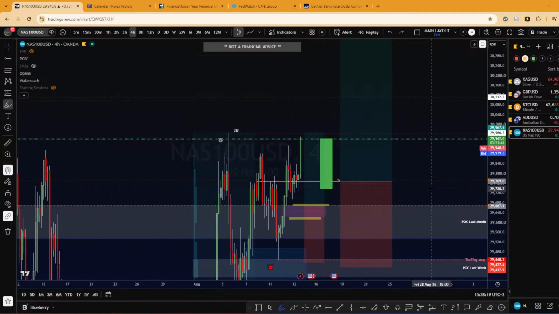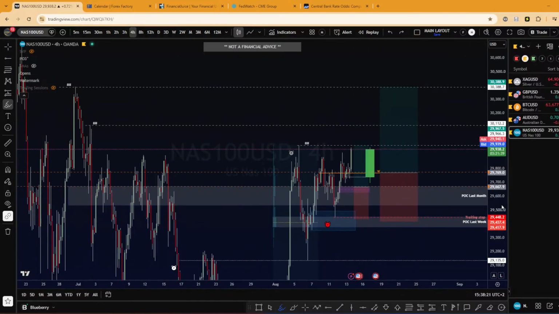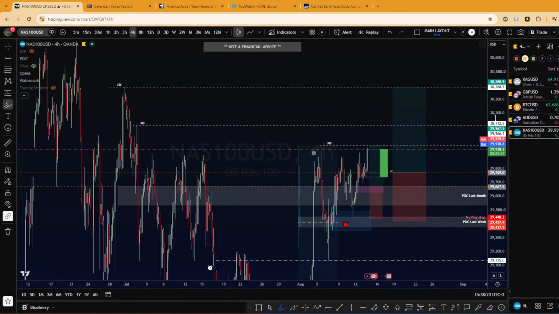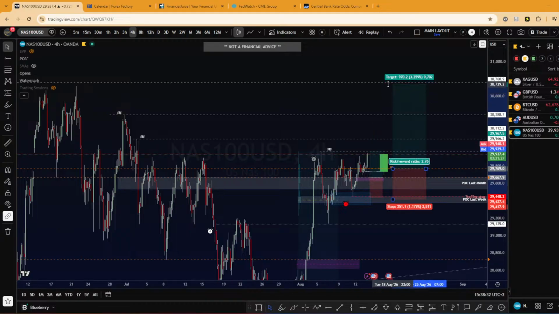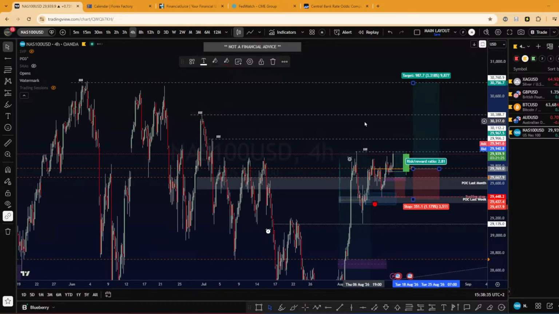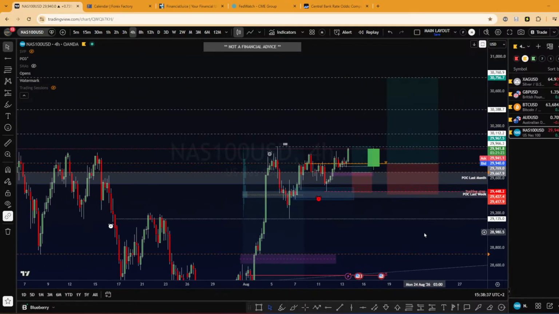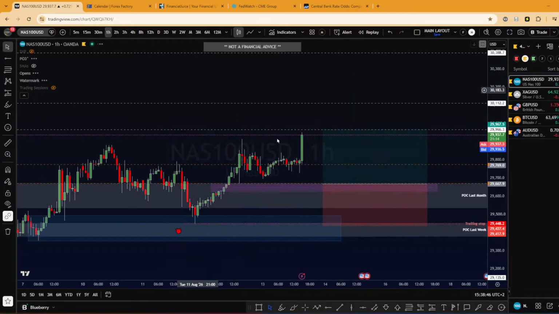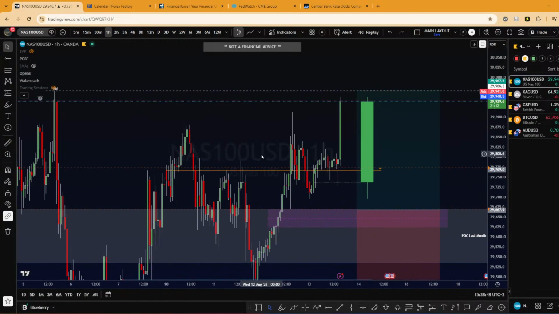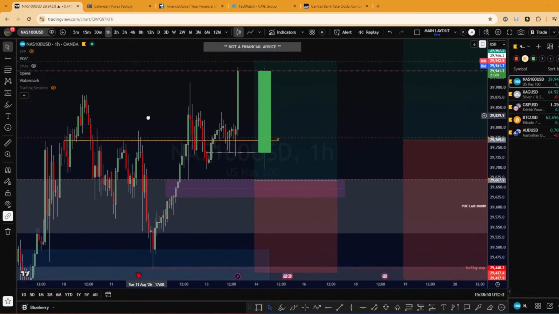So I think we have room to target, can even target this all-time high. Okay, so very interesting. That's why I put Nasdaq in my watch list. So let's go down for possible scalp or day trade.